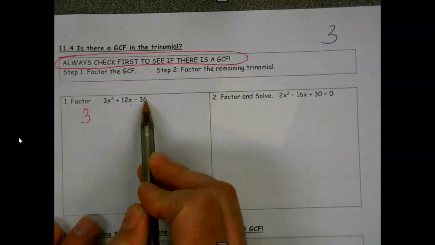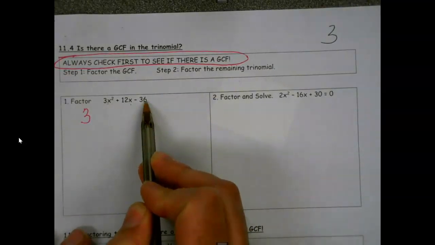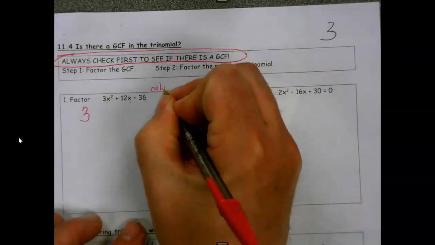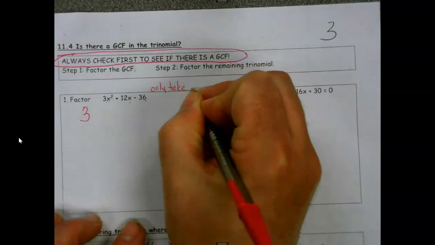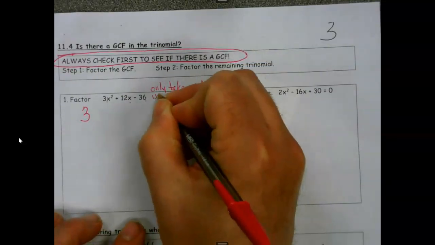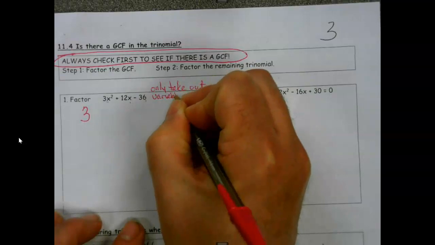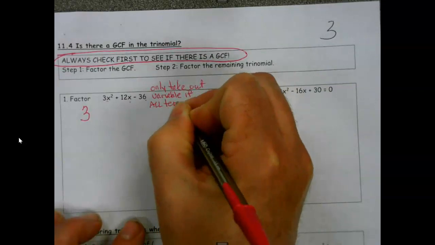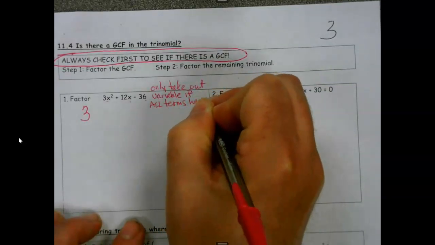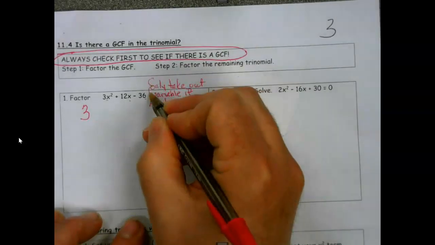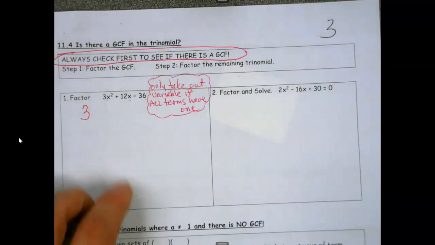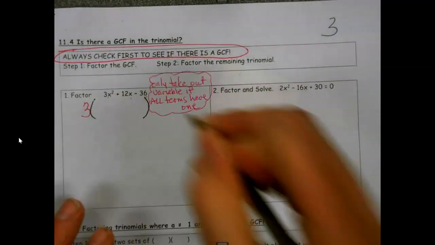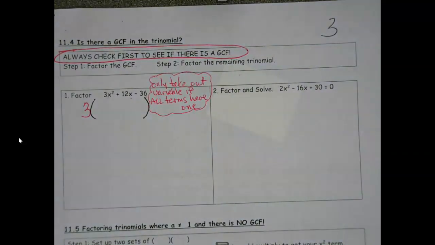These both have x. This does not have x. I cannot take an x out of here. So we can only take out a variable if all terms have one. That's just a nice thing to have added in there because it's easy to look at that and go, I want to take an x. Why can't I? Well, that's why. So in this case, the 3 is the only thing that comes out.